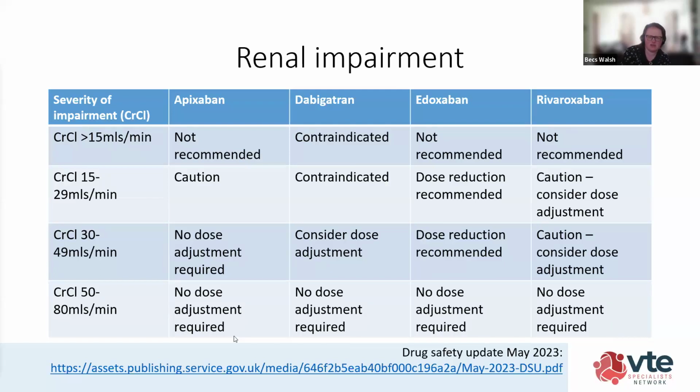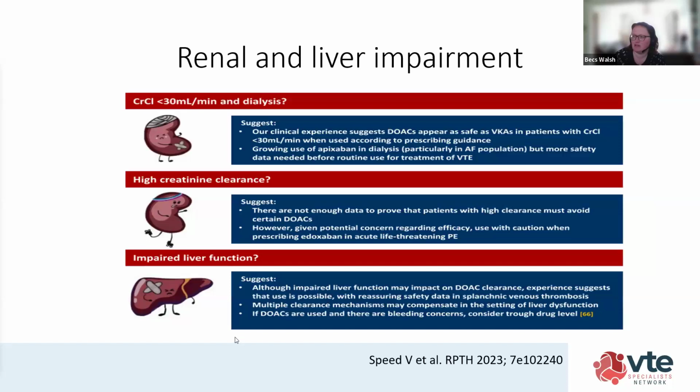I think I read somewhere that 30% of patients are on the wrong dose for their renal function. Not all of those were overdosed. So it's quite interesting to know that patients might be being underdosed in that at-risk group as well. Again, Vicky's reference really helpfully summarizes the evidence that she and her team have found on the use of DOACs in renal and liver impairment.